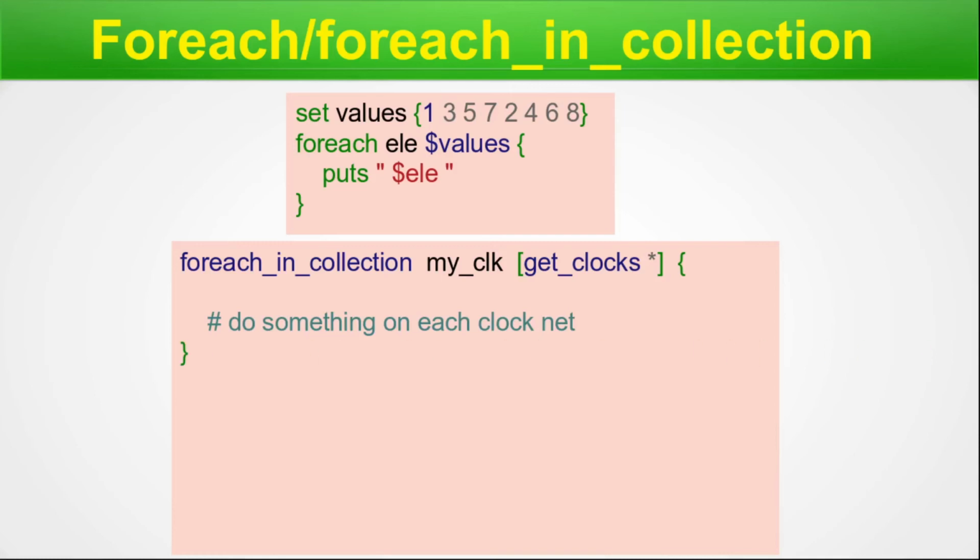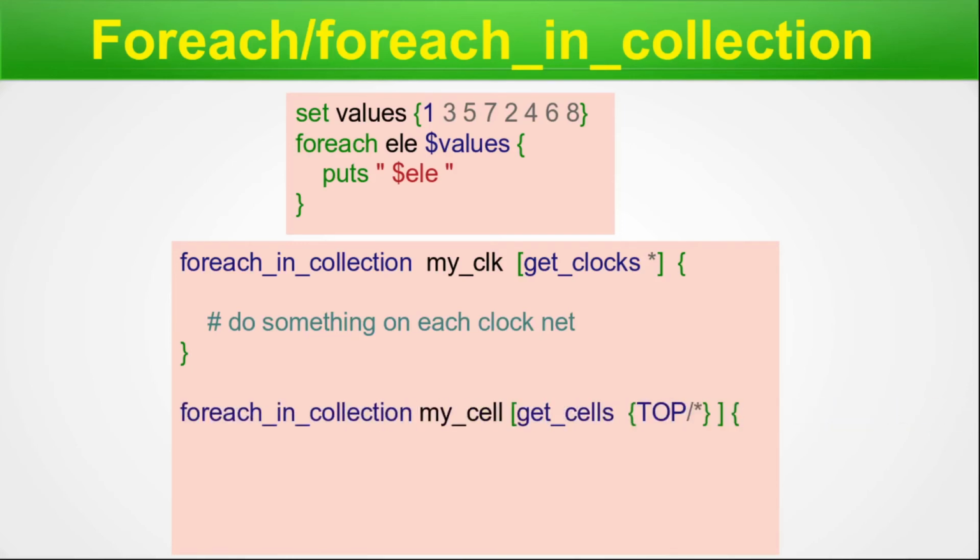The next example is foreach_in_collection my_cell. Then within the rectangular brackets we write get_cells and then top/star. So this will fetch all the cells used inside the top block. This will create an unnamed collection, and from that collection each object will be pulled into my_cell. We can then operate on each cell that comes in as my_cell. I close it. So this is the basic operational difference between foreach and foreach_in_collection.